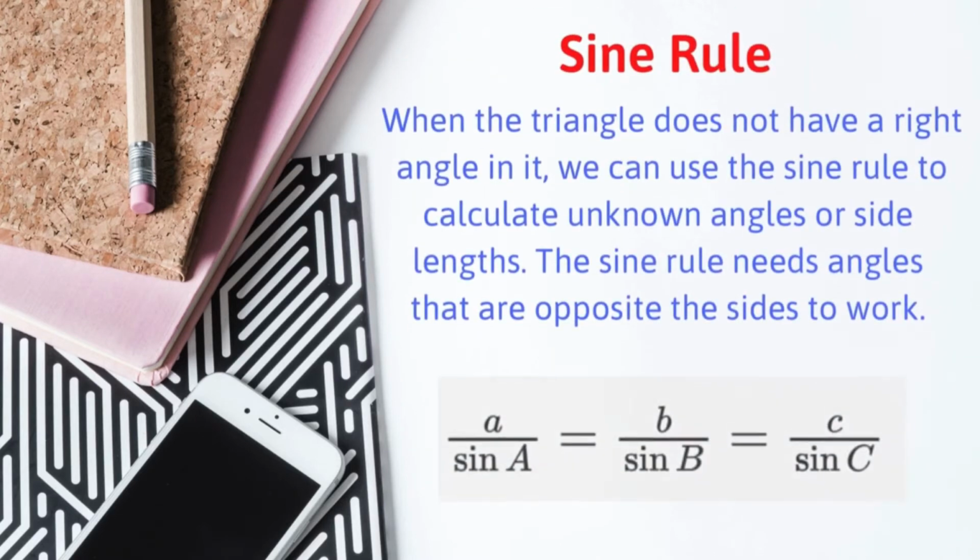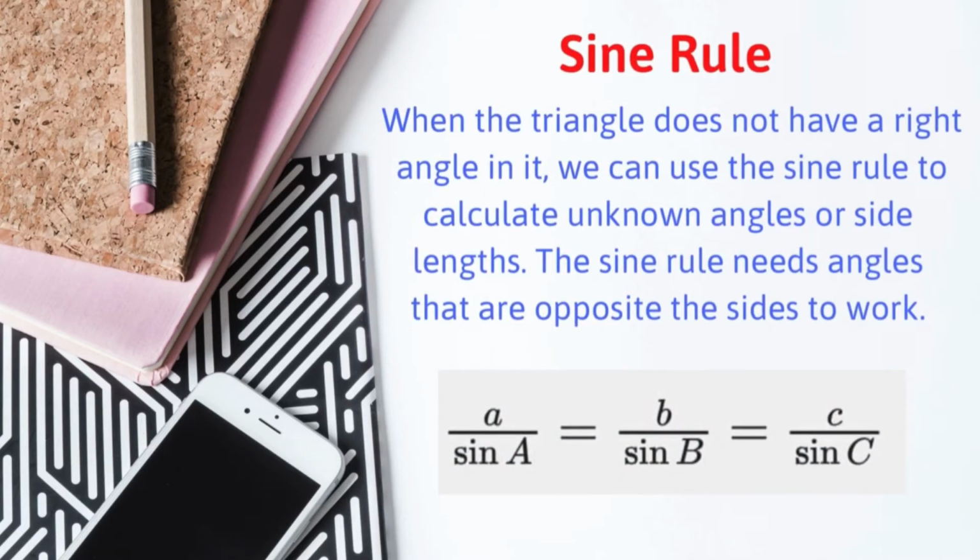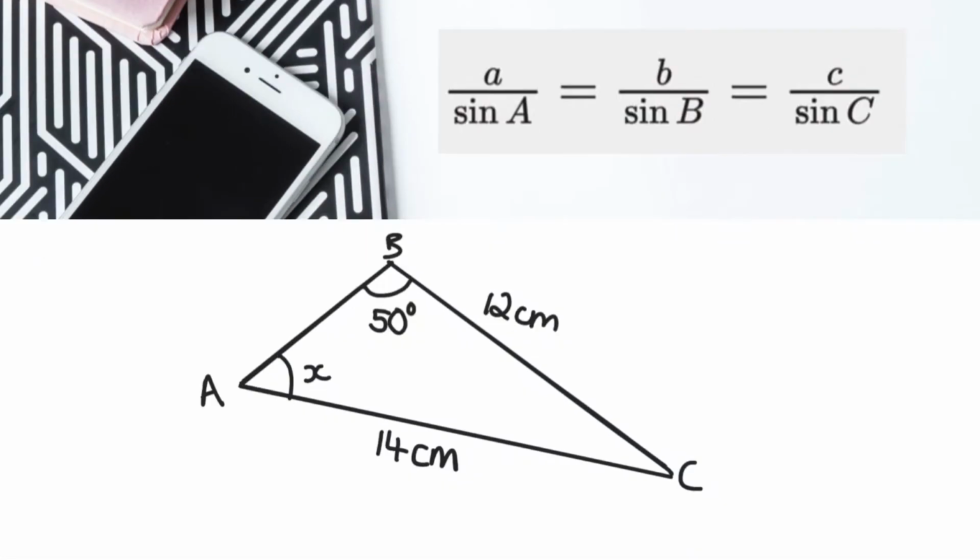When triangles have right angles in them, we know to use Pythagoras or the trigonometry ratios to find unknown angles or sides. But when the triangle doesn't have a right angle in it, we need to use the sine and cosine rules instead. The sine rule is a divided by sine A is equal to b divided by sine B is equal to c divided by sine C. This rule involves the triangle side and the sine of the angle opposite it. It needs to be the angle opposite for this to work.